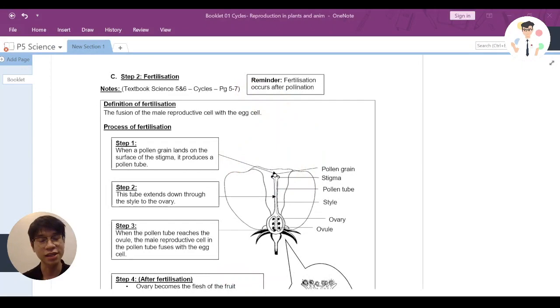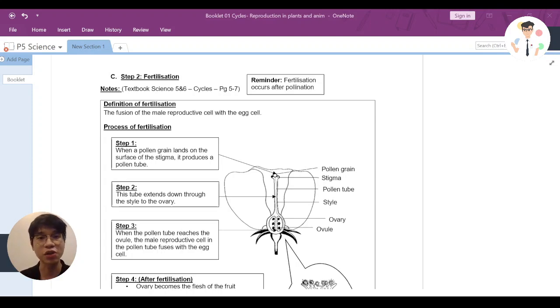Welcome back to digital class, and this is a discussion for our step 2, fertilization. In the previous video we learned about pollination, which is the transfer of pollen grains from the anther to the stigma. Now when the pollen grain lands on the stigma, it will slowly move on to step 2, which is fertilization.